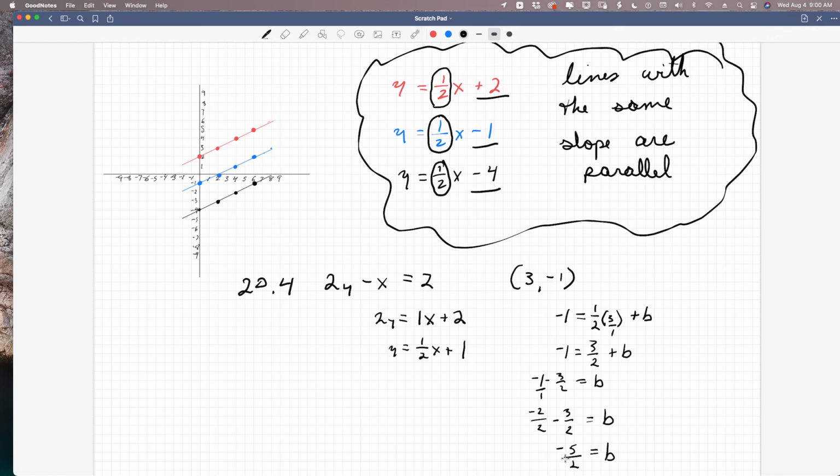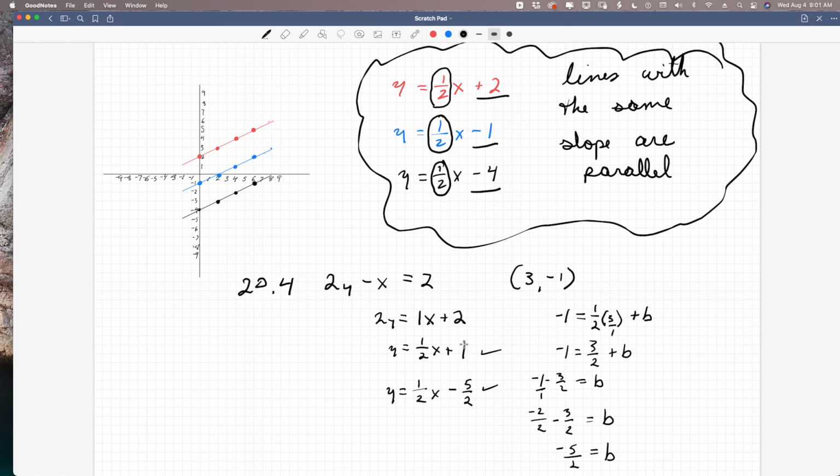And that's our y-intercept. So the equation of the line that is parallel to this is going to be y equals 1/2x minus, because this is a negative, 5 over 2. And these are our two parallel lines. And that is correct. We know they're parallel because the slope matches. That's all that has to match is the slope.